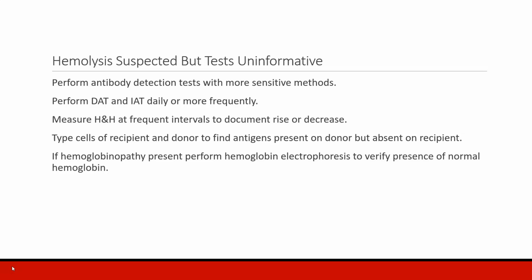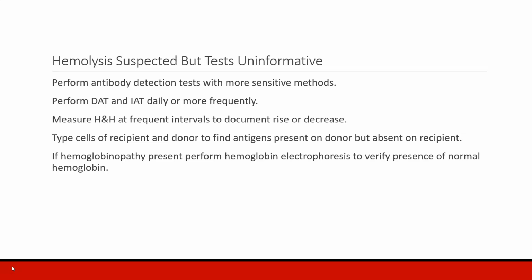So let's say that hemolysis continues to be suspected, but the tests are uninformative. They don't give us an answer. What you would want to do is perform antibody detection tests with more sensitive methods. Let's say you're using LISS, then maybe you want to use PEG, or do things that will enhance or increase the sensitivity of your test system, increase the serum to cell ratio, increase the incubation time. Perform DAT and IAT daily or more frequently.